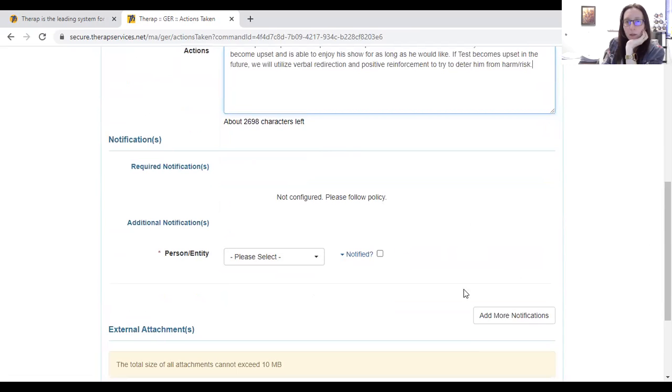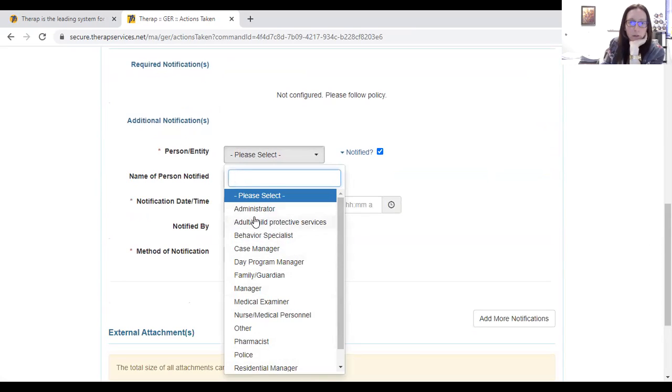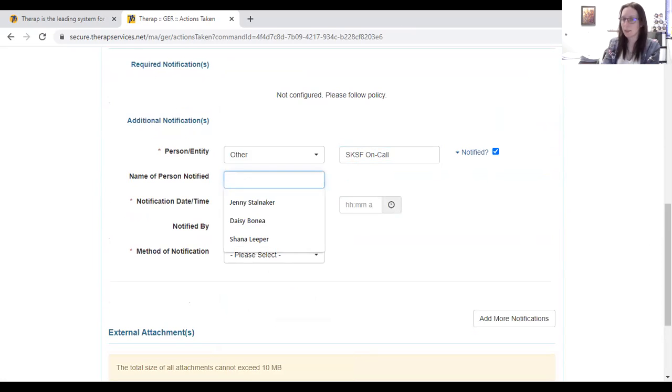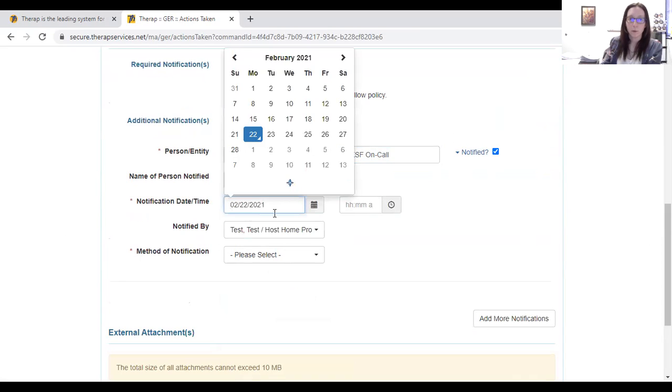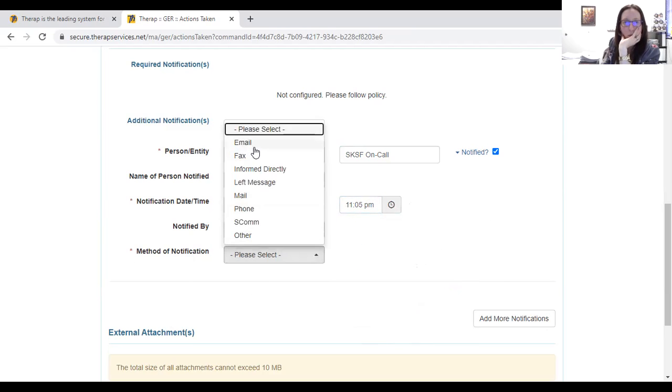Easy peasy. Here's that notified button I've been talking so much about. We're going to click it. I'm going to go down here. So you went ahead and called the on-call phone. So we're going to put SKSF on call. All right. You're going to say you talked to Daisy. Okay. But of course you called her on the 21st. You're reporting it today. So make sure that that date is correct. And then just look in your cell phone and find out when you called. We're going to say that it was at 11:05. It was after you got to the ER to let her know that you had to take test in. And obviously not AM, but PM. Okay. Method of notification was phone call.